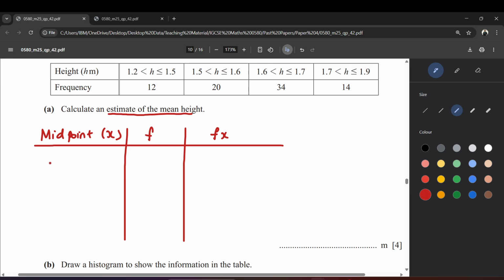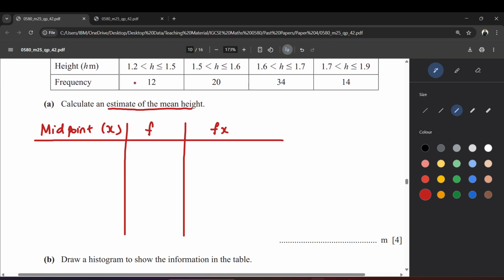Now, how to calculate the midpoint? Make sure that you show how you're calculating it. So for the first one, I'm going to write 1.2 plus 1.5 and divide them by 2. We need to find the exact center of this interval. So that will be 1.35. The frequency is 12. This is already given in the question.